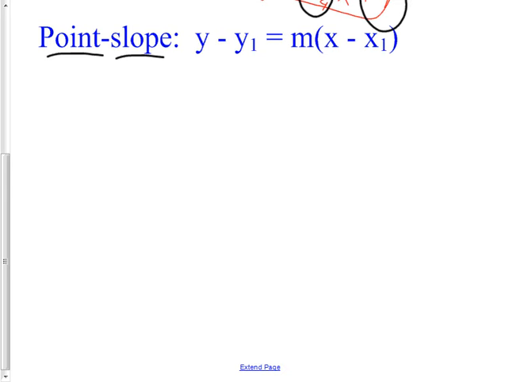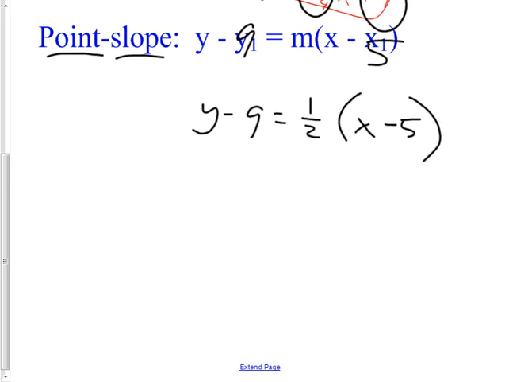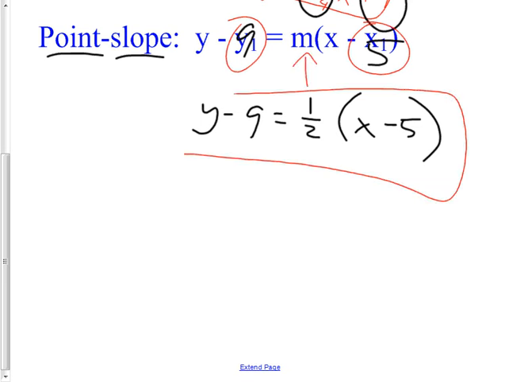So here's a typical problem. Let's say I was going to use the point 5, 9. I would put in the 5 here and the 9 there. So it would be y minus 9 equals a slope. Let's say I pick a slope of 1/2 x minus 5. Do you get what I just did there? I put a point in there and there, and I stuck a slope in right there. And now I have this equation resulting. That's the equation for a line that goes through the point 5, 9 and has a slope of 1/2.